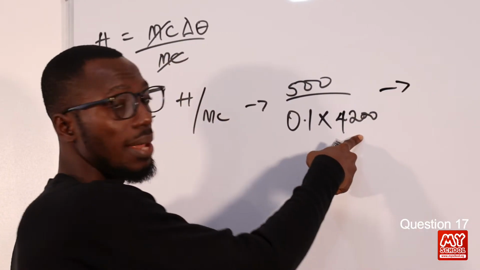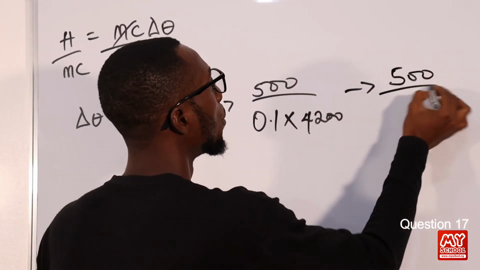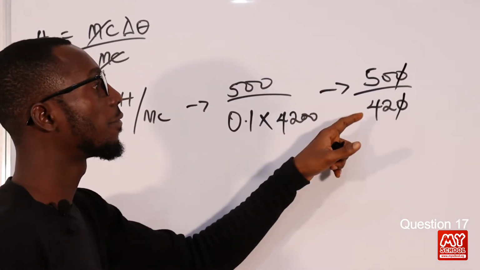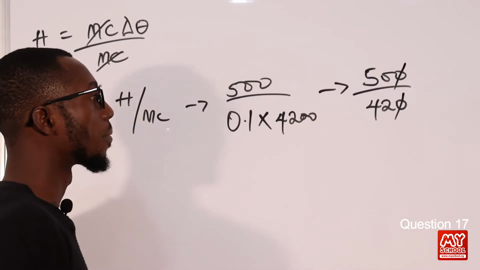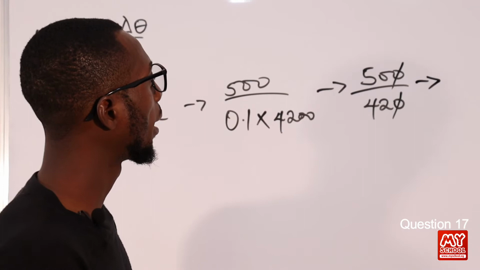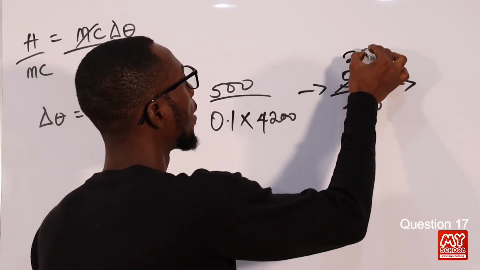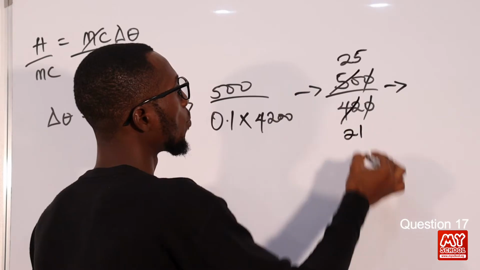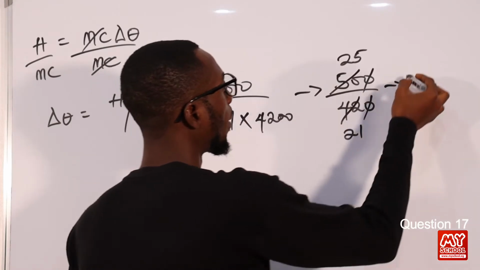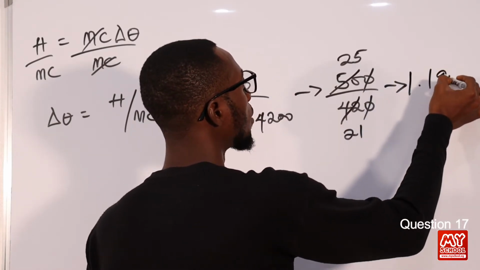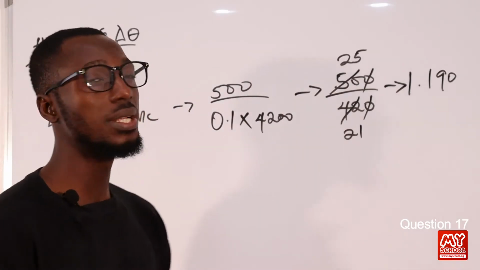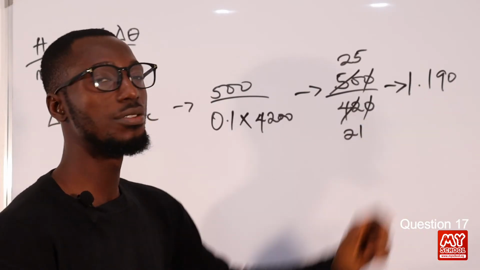So 0.1 times this still gives you 420, right? So 0 strikes out 0. So I have 50 over 42. I can decide to do this, but I can still break it down. 2 into 50 is 25, 2 into 42 is 21. So I have 21 over 25. When I make this division, it should be somewhere around 1.19104 thereabout. So roughly I can bring it to 1.2.